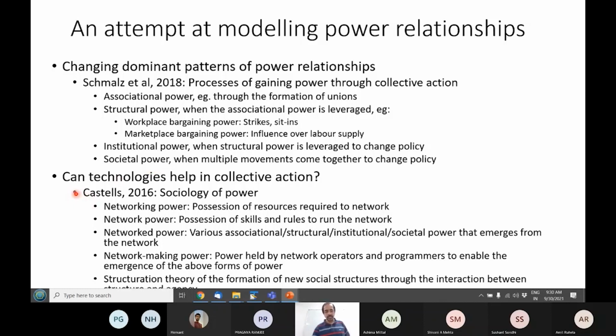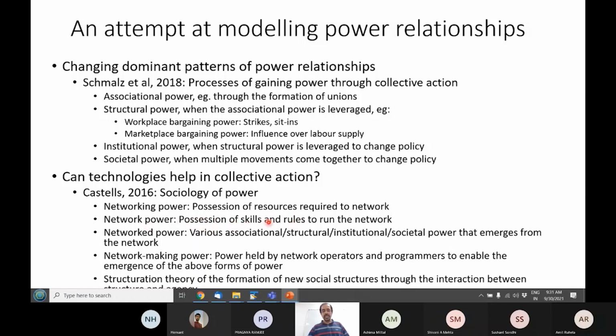Now, Manuel Castells is another very, very famous sociologist and theoretician. He has also talked about the specific role that social media, for example, plays in some of this. He uses another typology where he talks about how people are able to gain power through social movements and use technology for networking to run these movements in a better way. He similarly talks about networking power, where to be able to use some of these social media platforms, you should have the resources to do that, like access to the internet or knowledge of how to use the internet and so on.